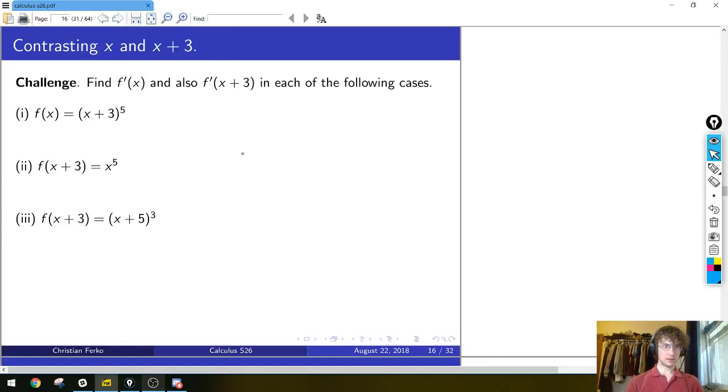Good. Alright, more with this x plus 3 business. Okay, so first one. f of x equals x plus 3 raised to the power 5. So for each of these three cases, we're asked to find both f prime of x and f prime of x plus 3. So in the first case, what is f prime of x?